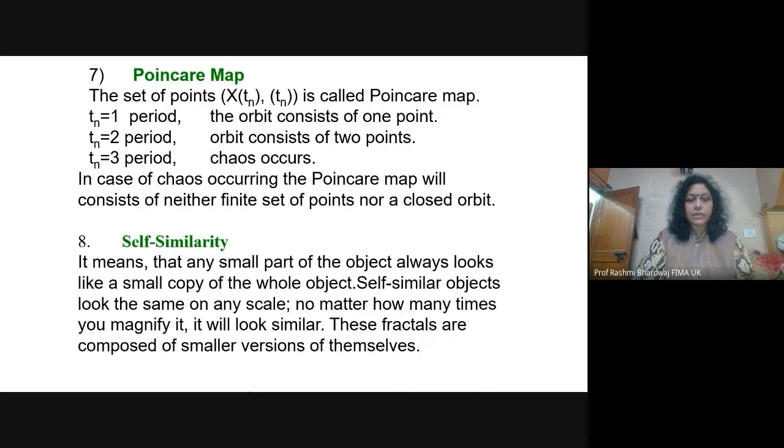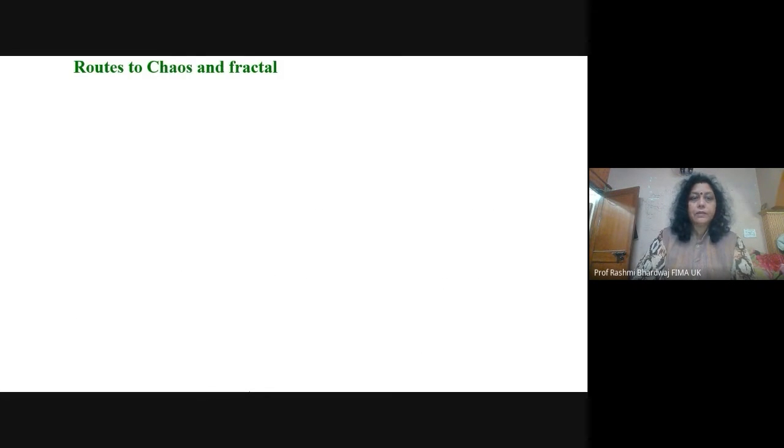Same way, when we are getting the self-similarity, yesterday we discussed about the self-similarity, and we saw how we are getting different versions of the fractals. Now, what are the roots of chaos and fractal?